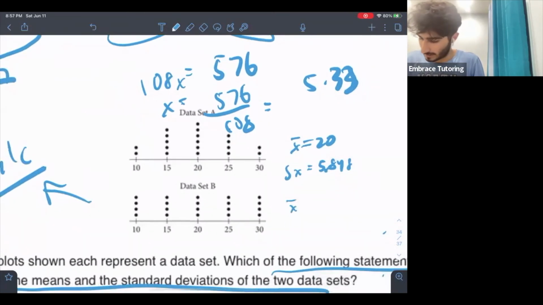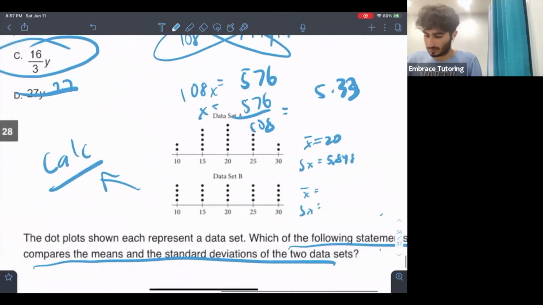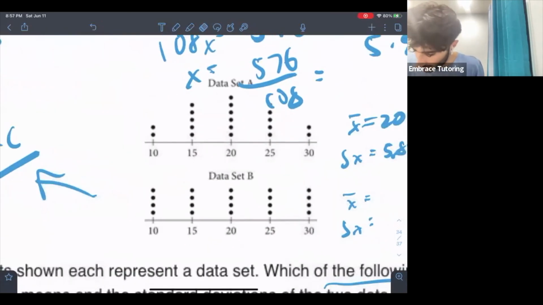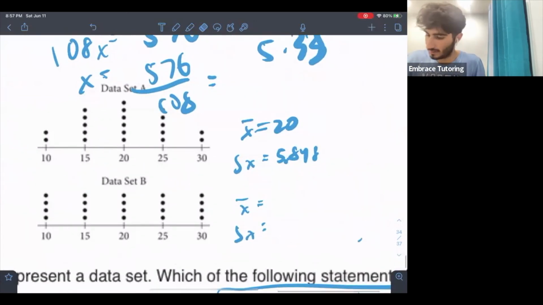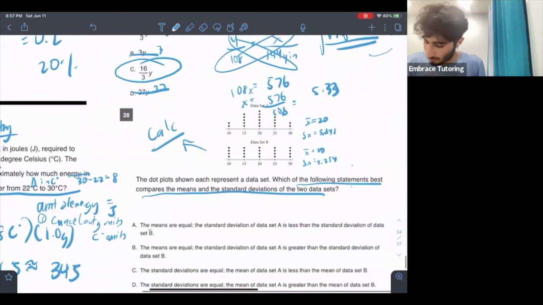And now for the mean and standard deviation of data set B, you go back to stat, edit. Each data point has 4 points. So 4, 4, 4, 4, and 4. One variable stat calculate, the mean is also 20. And the standard deviation is 7.254, meaning the mean is the same, meaning it is equal.